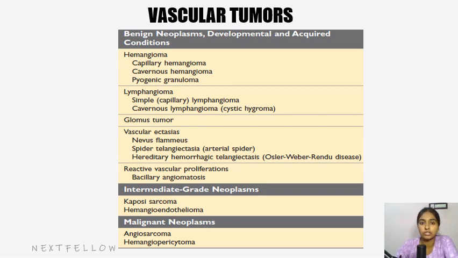Then coming to vascular tumors. So the vascular tumors can be benign, intermediate or malignant. Benign may include hemangioma, lymphangioma, glomus tumors and bacillary angiomatosis. Intermediate grade involves Kaposi sarcoma and hemangioendothelioma, and malignant neoplasms involve angiosarcoma as well as hemangiopericytoma.